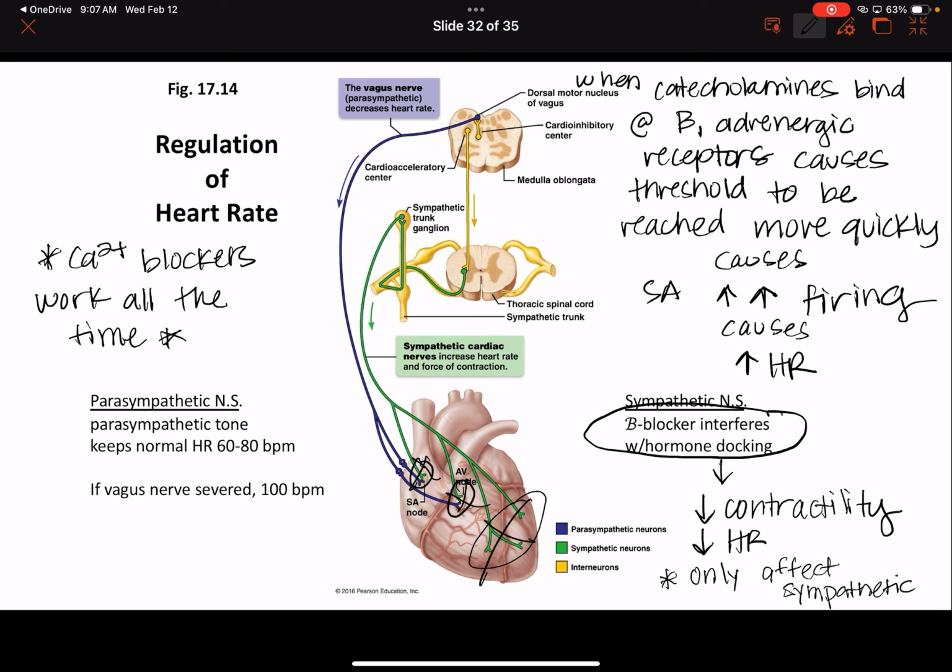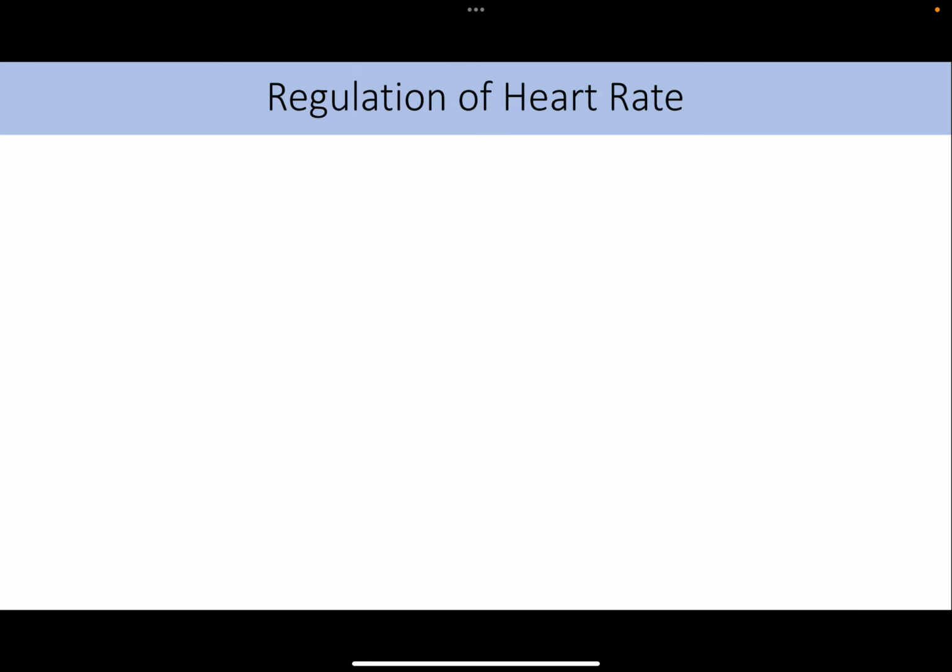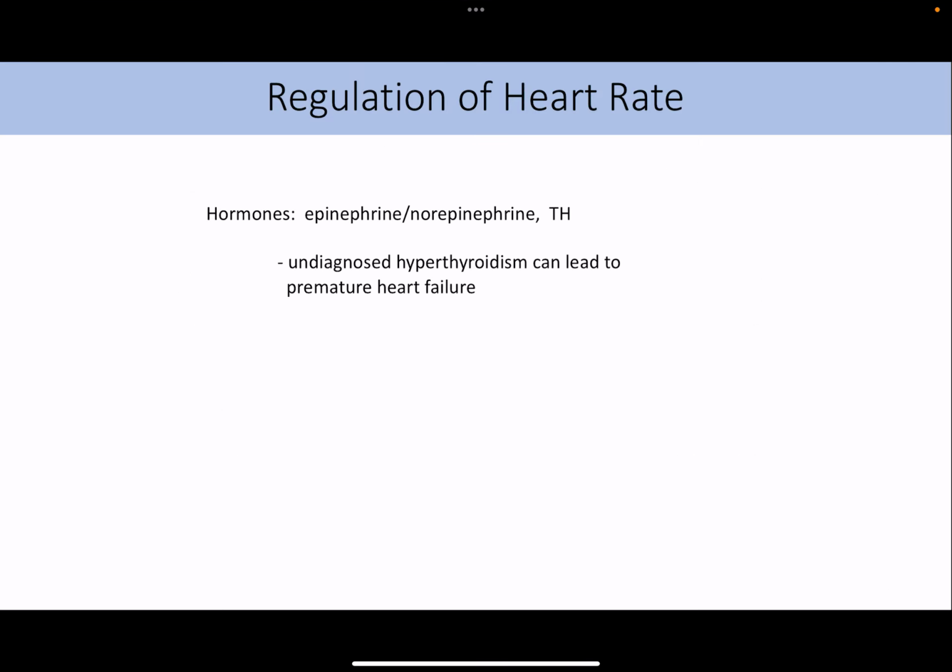So regulation of heart rate, our hormones, epinephrine and norepinephrine. Epinephrine and norepinephrine are considered hormones and they're considered neurotransmitters. They can do both. They can travel through a synapse and they can travel through the blood. Okay? If you want to know, norepinephrine acts more as a neurotransmitter, so it acts in that way most often. Epinephrine acts more as a hormone most often, but they can both do both. But they are both.